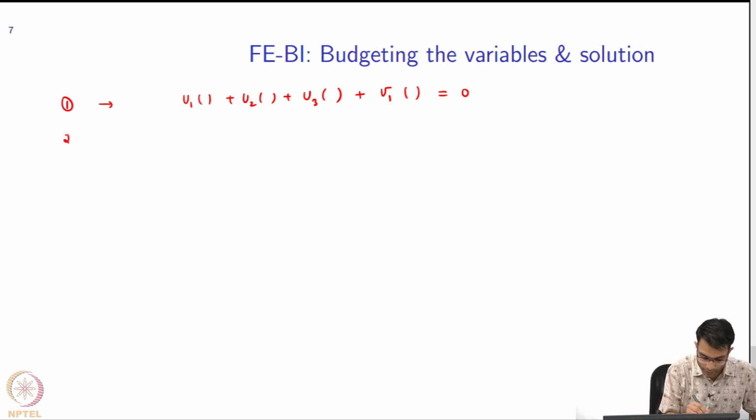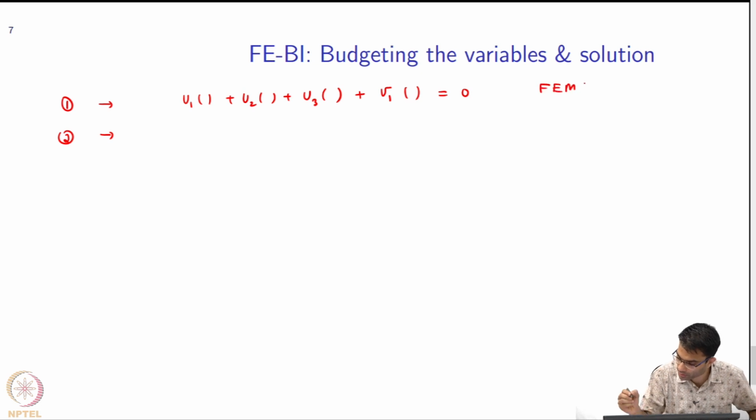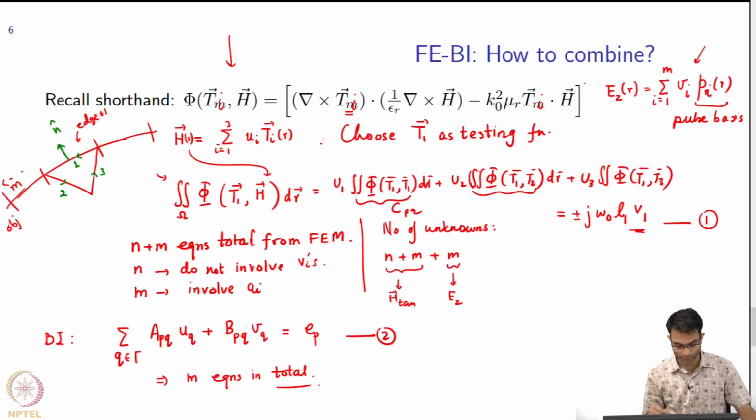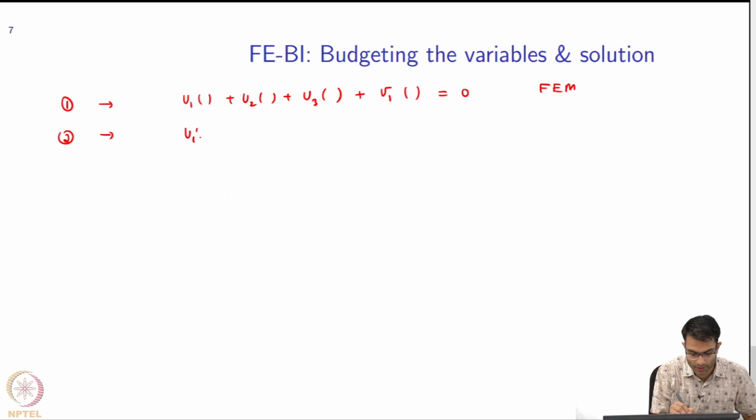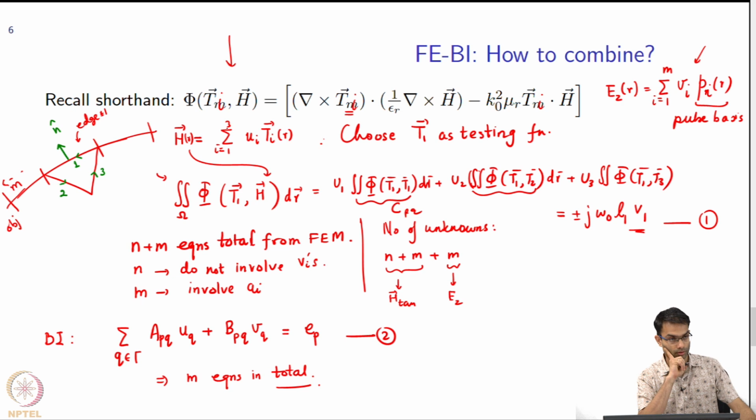The second equation, so this first one is from your FEM. The second equation is going to come from the boundary integral. So what will this have, for example? Again it will have u1 something. For the interior triangle, we have the same equation as phi of T_i comma n. We'll come to that. Let's just do the bookkeeping of equation 2.